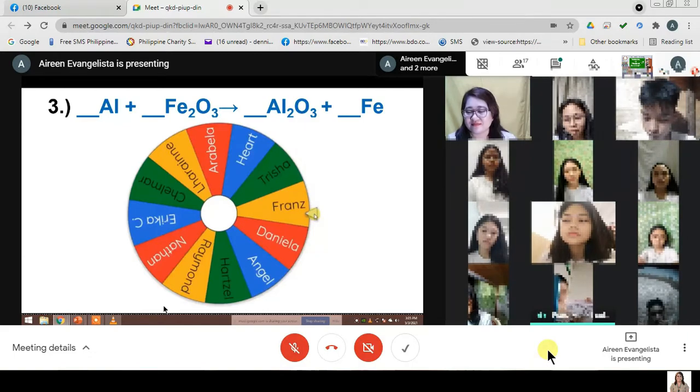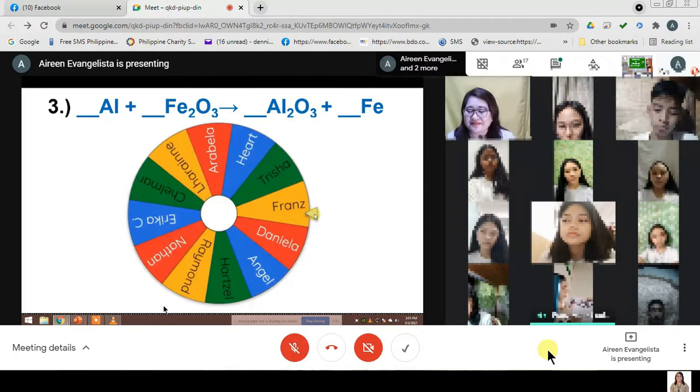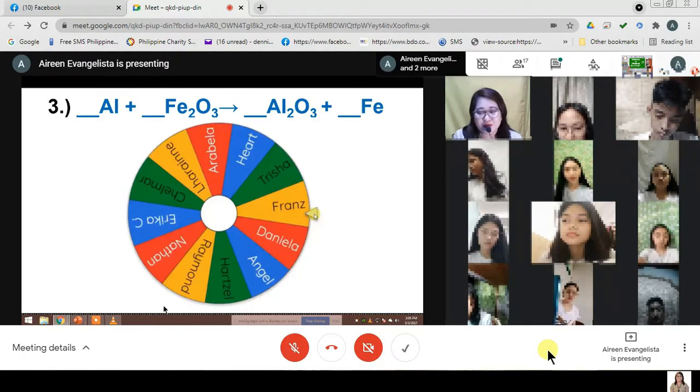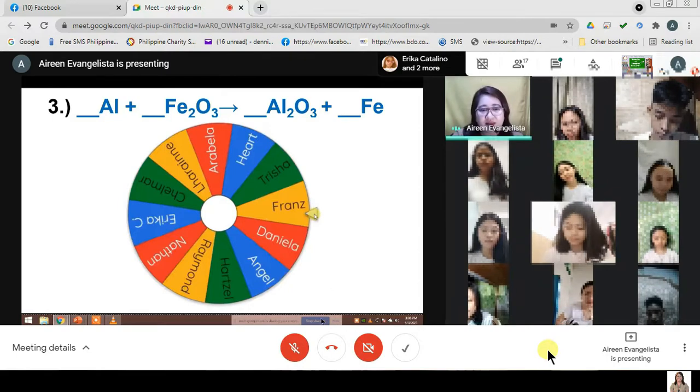So the final coefficients are 2, 1, 1, and 2. So I balanced the unbalanced equation. We have 2 aluminum, 2 iron, and 2 oxygens in the reactant, same with the other side. Good job, Franz. And now, can you please show me your reaction, guys?